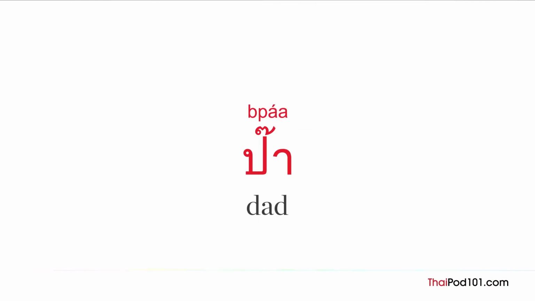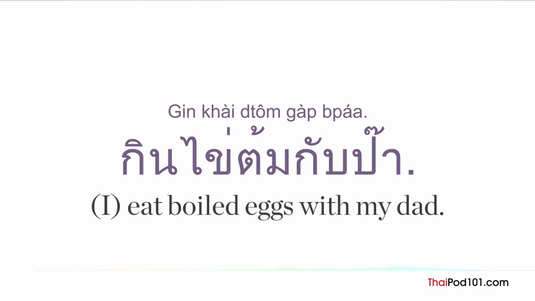For example, take the word ป้า or dad. You can hear that my pitch went high when saying this word. Now, let's say it in a sentence. กินไข่ต้มกับป้า. I eat boiled eggs with my dad. The last word and syllable of this sentence is in high tone.